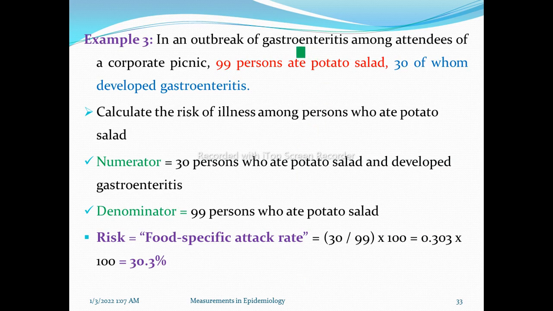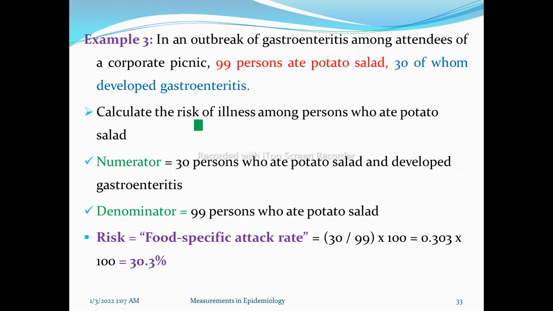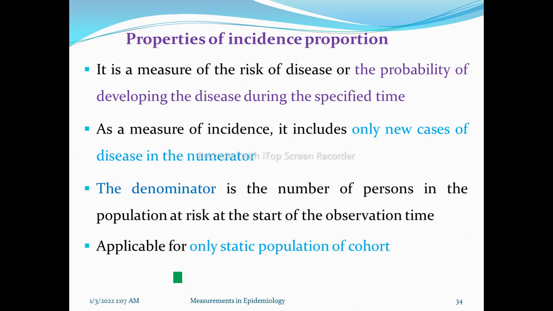In an outbreak of gastroenteritis among attendees of a corporate picnic, 90% ate potato salad, 30 of whom developed gastroenteritis. So 99 ate, meaning they were at risk, and 30 are cases. Calculate the risk of illness. The numerator is 30, the denominator is 99. So risk is 30 over 99 times 100, which is 30.3%.